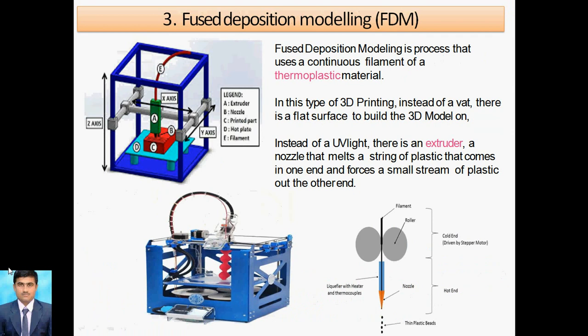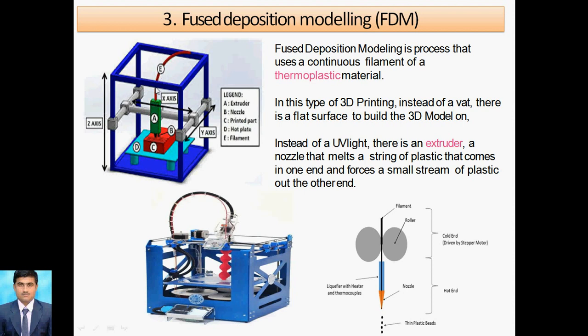Now we move to the next method, that is fused deposition modeling. So this is another type of additive manufacturing. It is a process that uses a continuous filament of thermoplastic material. So here we feed the wire, or the filament, into this nozzle. A is called the extruder, or the nozzle, which is attached to this B point. So here, the nozzle with an extruder.